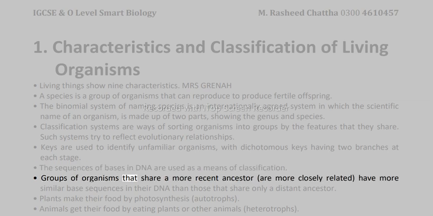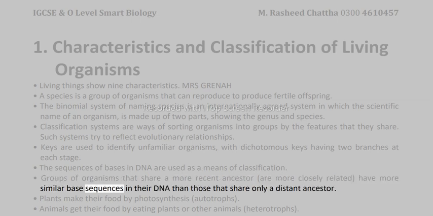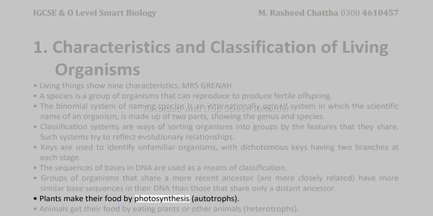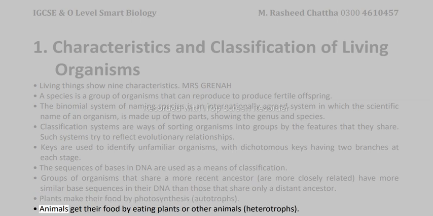Groups of organisms that share a more recent ancestor are more closely related, and have more similar base sequences in their DNA than those that share only a distant ancestor. Plants make their food by photosynthesis, autotrophs. Animals get their food by eating plants or other animals, heterotrophs.